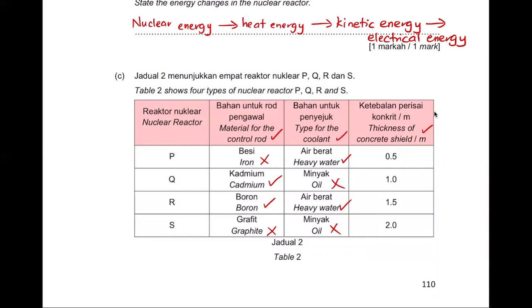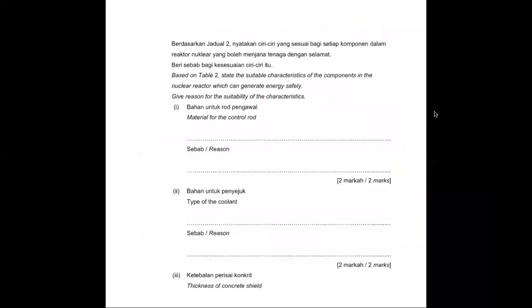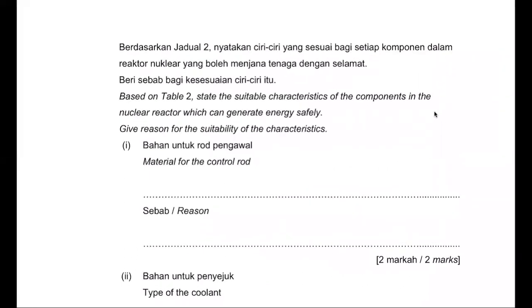All right, and then the thickness of the concrete shield, of course, we want it to be as thick as possible. So the thickest that we can see here is either 1.5 meter or 2. This one you can eliminate. So as you can see here, your choice would be R. So write down your choices first and the reason. So the material would be boron. So it is either boron or it could also be cadmium.